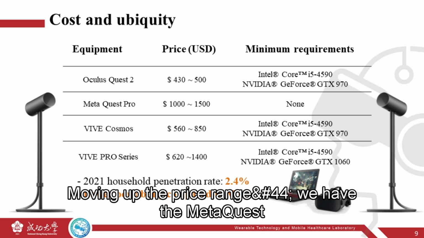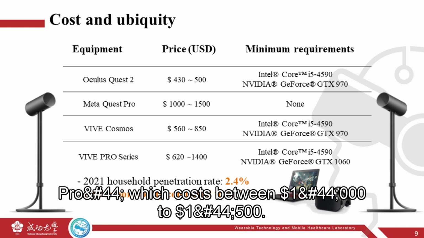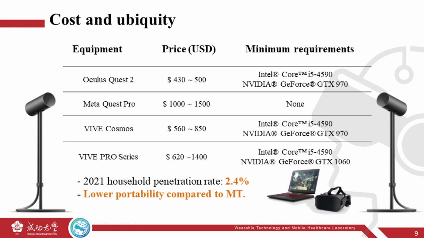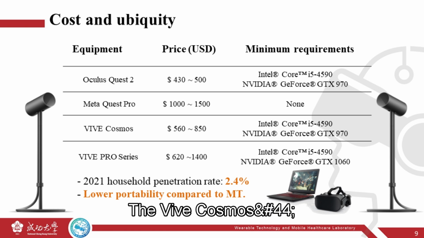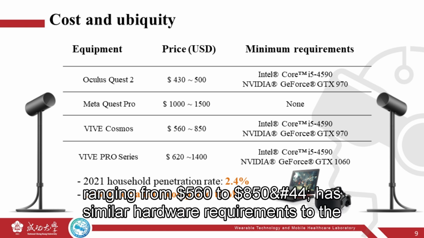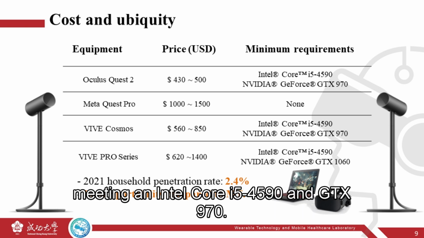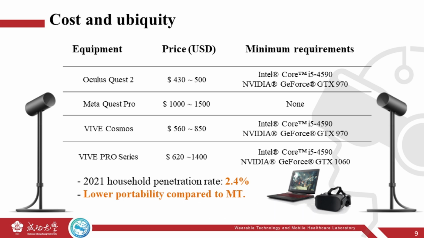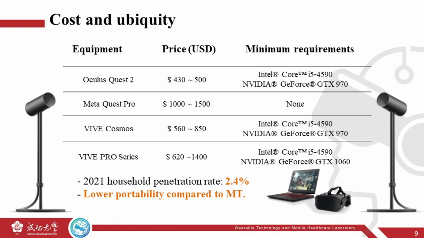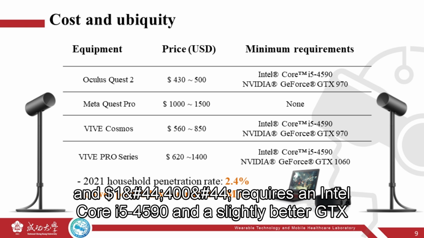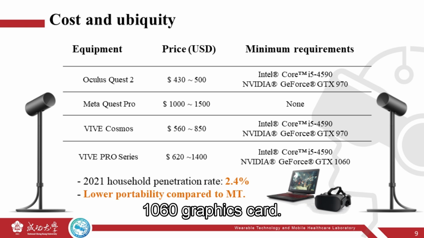Moving up the price range, we have the Meta Quest Pro, which costs between $1,000 to $1,500. Although it doesn't require additional computing hardware, the price point alone makes it less accessible for many patients. The Vive Cosmos, ranging from $560 to $850, has similar hardware requirements to the Oculus Quest 2, needing an Intel Core i5-4590 and GTX 970. At the higher end, the Vive Pro series, priced between $620 and $1,400, requires an Intel Core i5-4590 and a slightly better GTX 1060 graphics card.